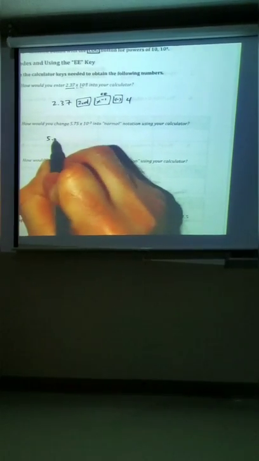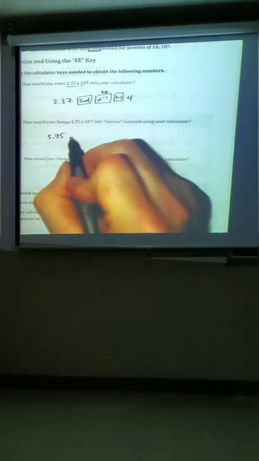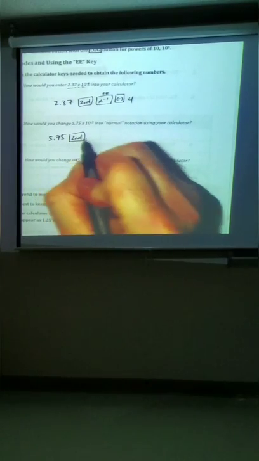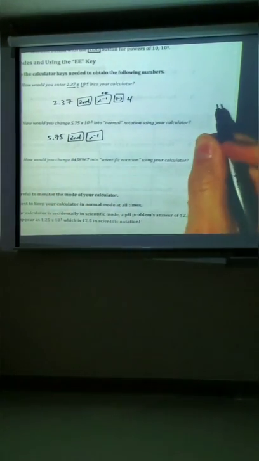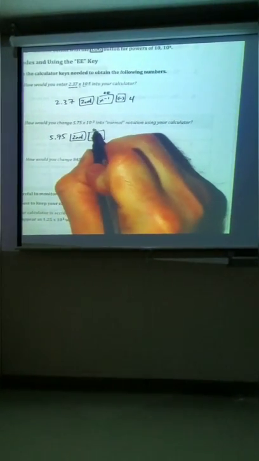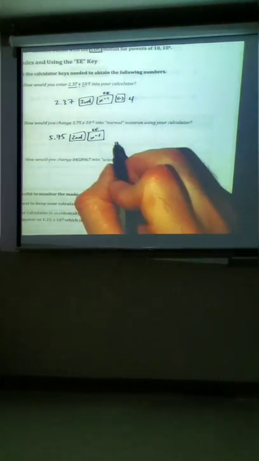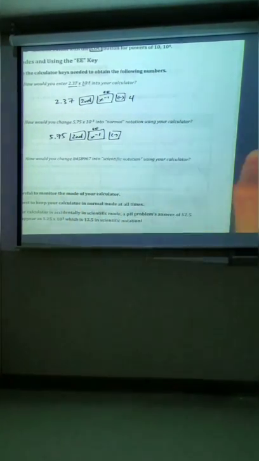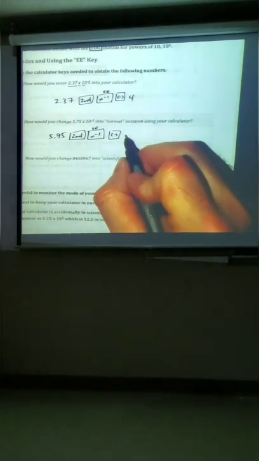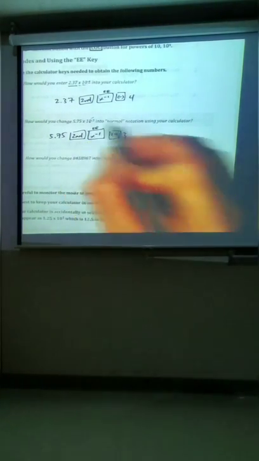So to be able to do that, it's basically the same idea up here. We had hit 5.75, second, X to the negative 1, that gives us our EE function. We hit the negative button, not subtract. And then we'd hit our 3, which was our power.